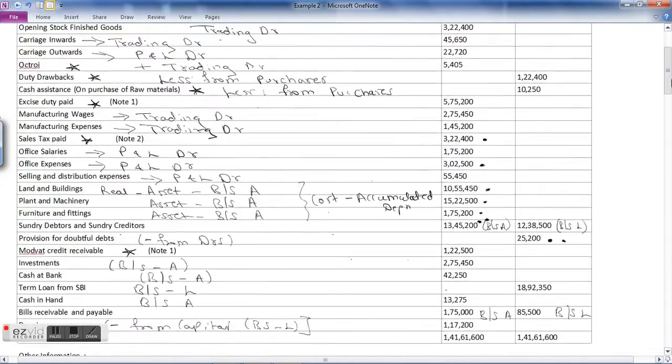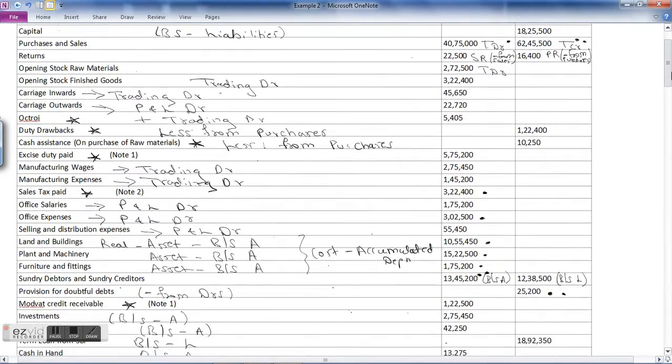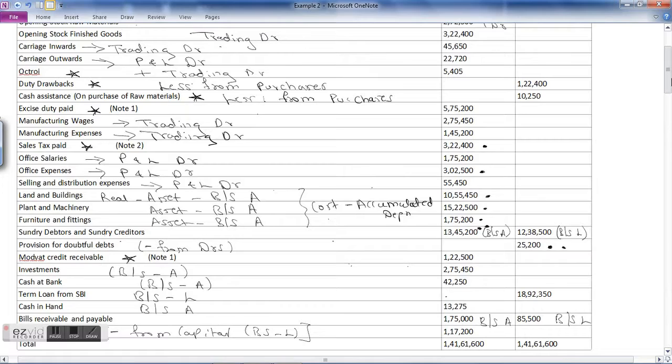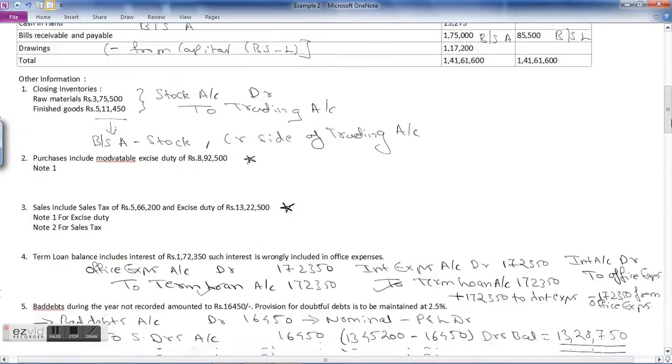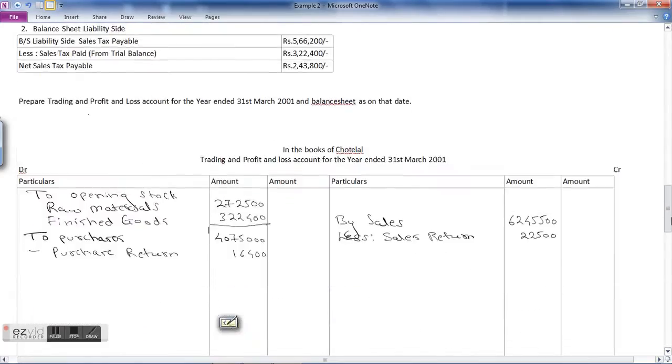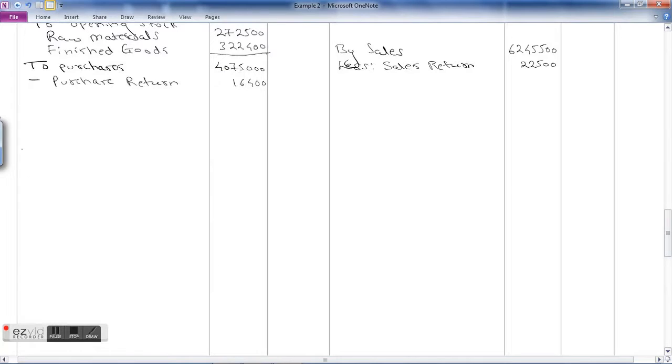Okay, then the next one, carriage inwards 45,650. Since it's a carriage inward, trading account debit side. So we'll leave some space for the purchases since there are 2-3 adjustments for purchases. Okay, so I'll leave some space here. Then to carriage inwards 45,650.